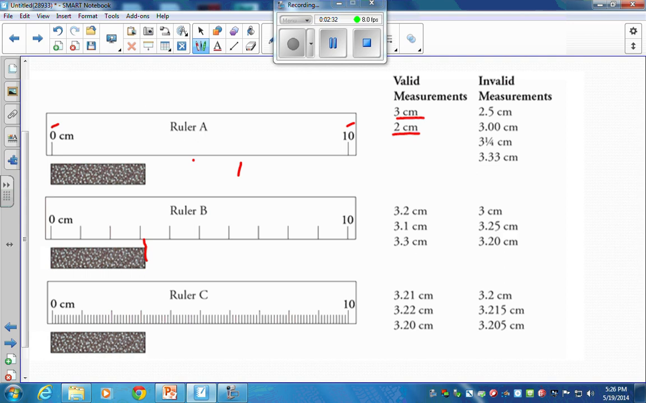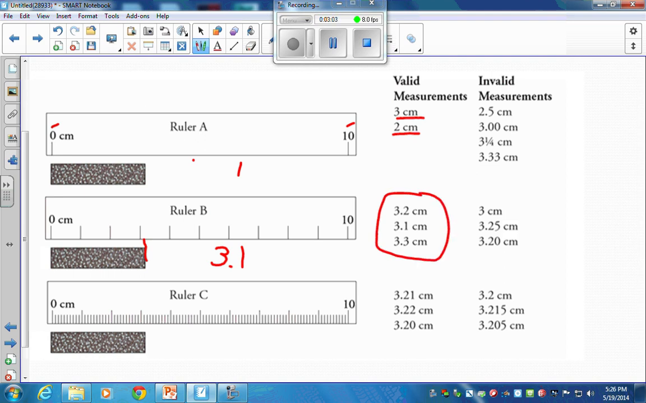So this was marked to the nearest ones, which was 3 centimeters. One place beyond would be to the nearest tenth. In your imagination, you divide the space up into 10 equally spaced things. Some people might say that looks like 3.1. Some people might say 3.2. To some people, that might even look like 3.3. As long as you have estimated to the best of your ability and gone enough places, these are valid measurements.